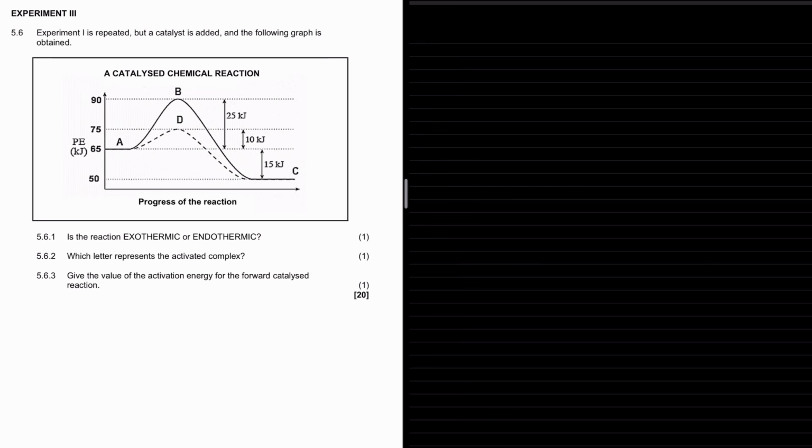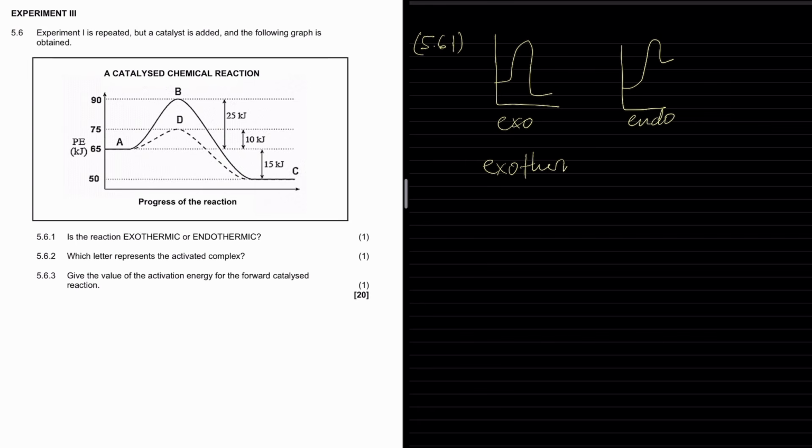Now experiment 3 says, experiment 1 is repeated, but a catalyst is added, and the following graph is obtained. Is the reaction exothermic or endothermic? Here it's just easier if you just know the shapes. An exothermic graph looks like this, an endothermic graph looks like that. So this graph is exothermic, just from the shape.